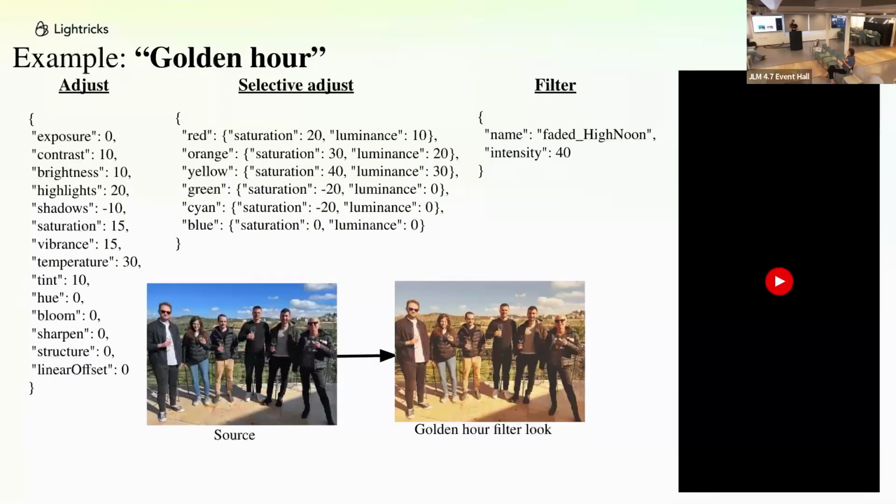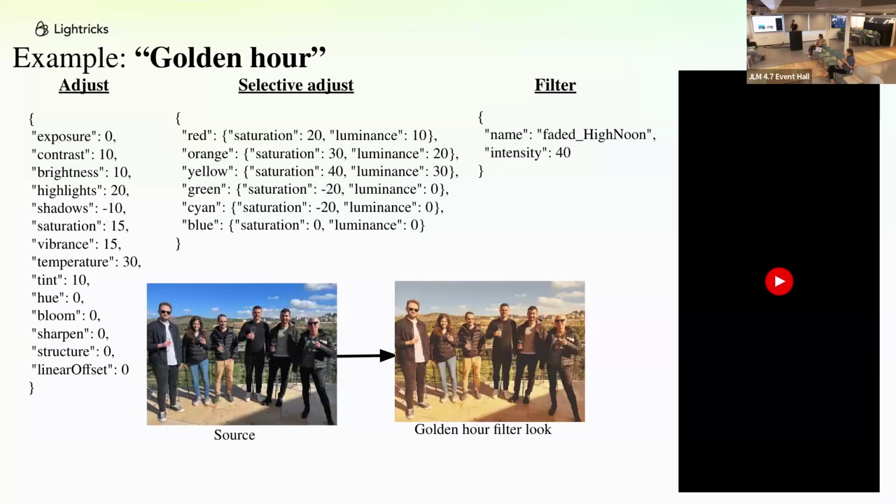Okay, so now let's dive deeper into VideoLeap specifically. We talked about the general case, but now in VideoLeap, we have three tools for the color adjustment task. We have Adjust, which is responsible for global color grading. We have Selective Adjust for color grading of specific colors. And we have Filters, which are filters from the VideoLeap app. Here the model needs to choose the correct filter name with intensity.